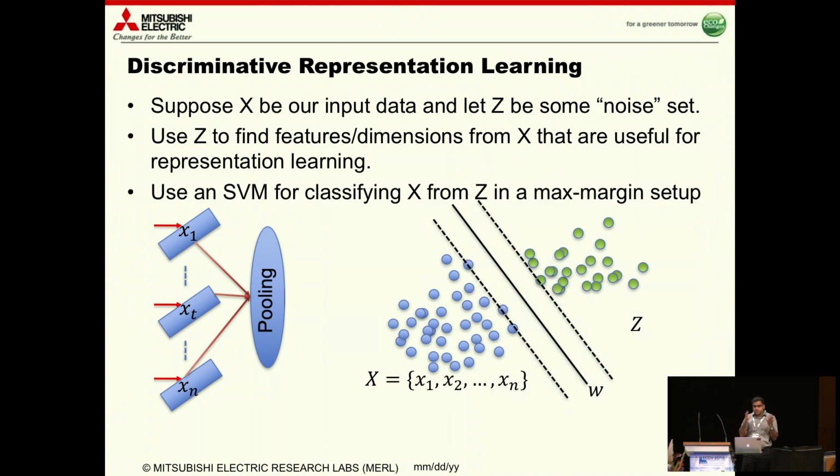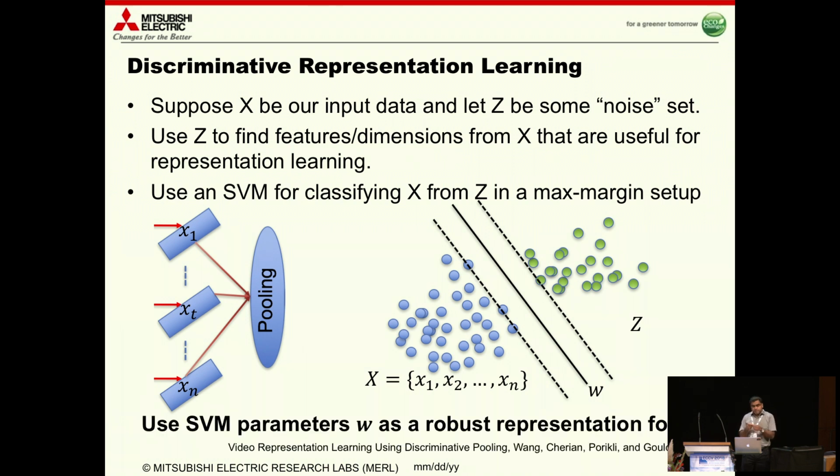Now, we use support vector machines in this talk. Suppose you have a binary classification problem, and you have this X, which is the input features that you get from your CNN run on the input video. Then you have the Z matrix, and you want to classify X from Z in a binary classification setup. That is what this hyperplane learned by the SVM is doing.